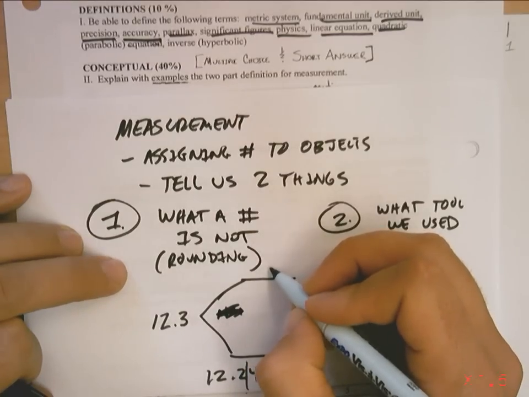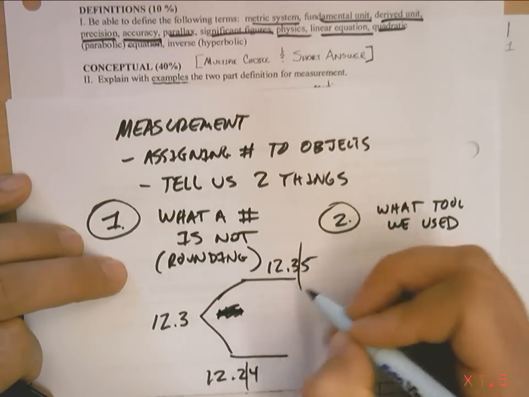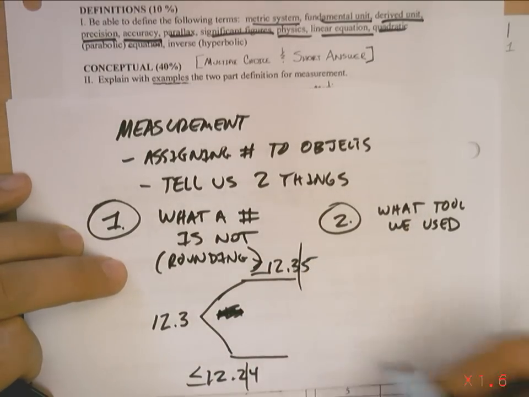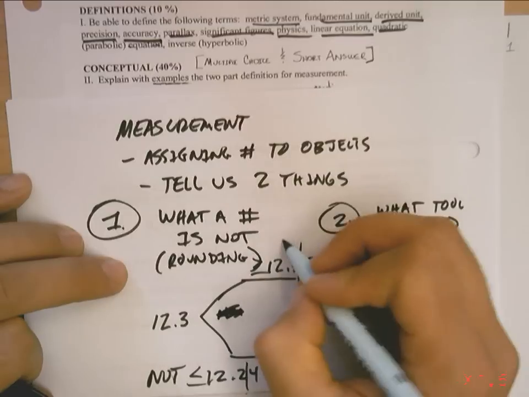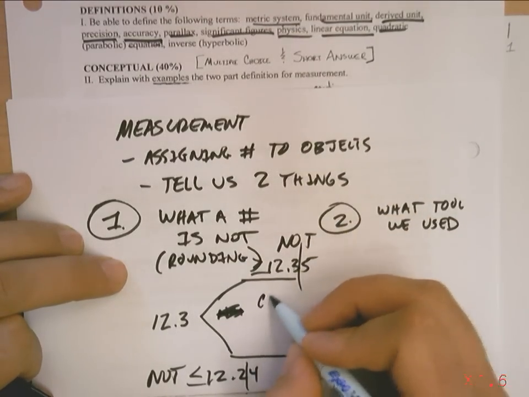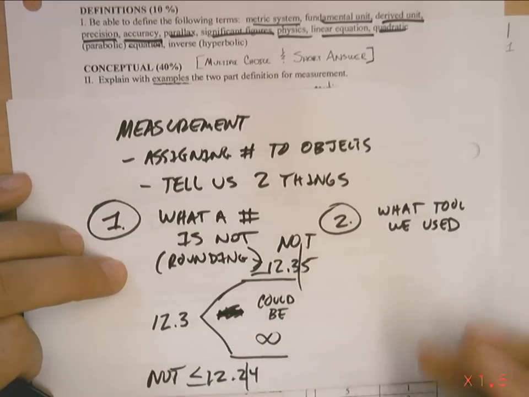And we also know on the other extreme that 12.35, if we round right there, that'd be 12.4. So anything greater than that or anything less than or equal to that, we know that it's not that, and we know that it's not that. However, it could be anything, really. I mean, I could fill up this entire paper with options of what it could be. So it could be infinity.